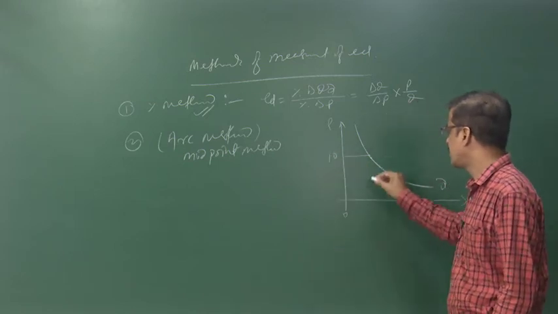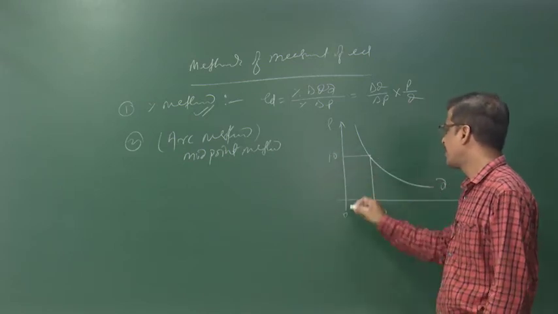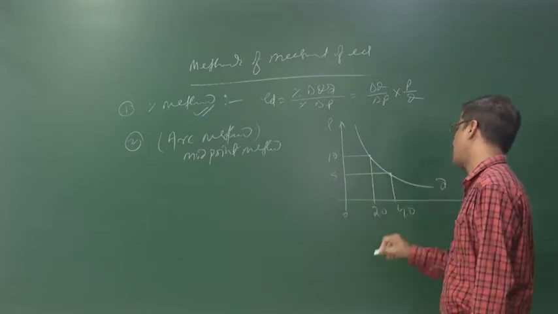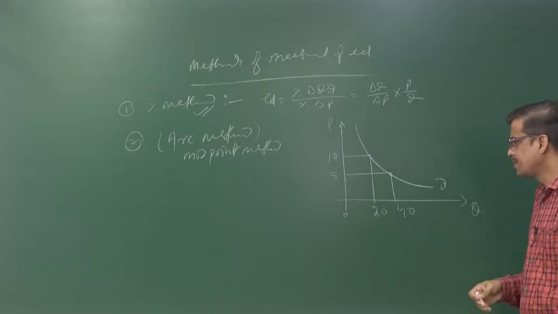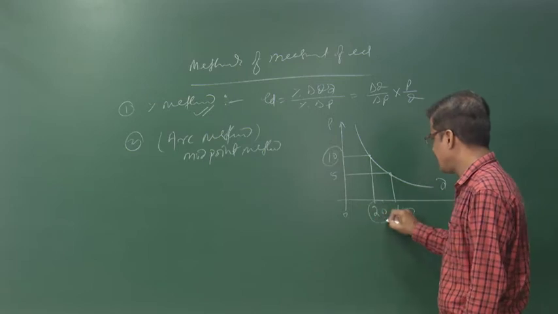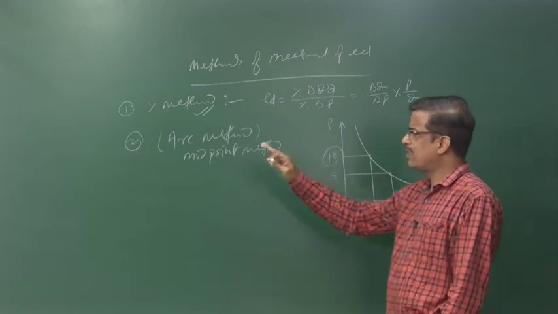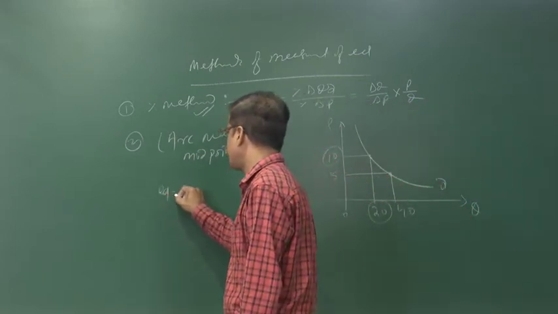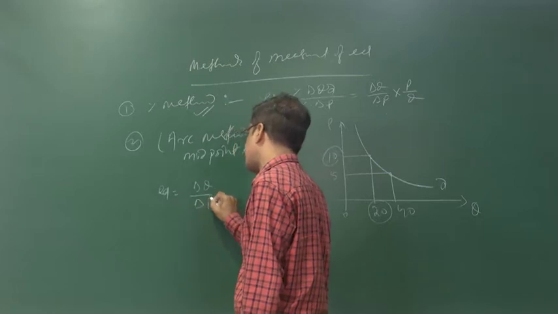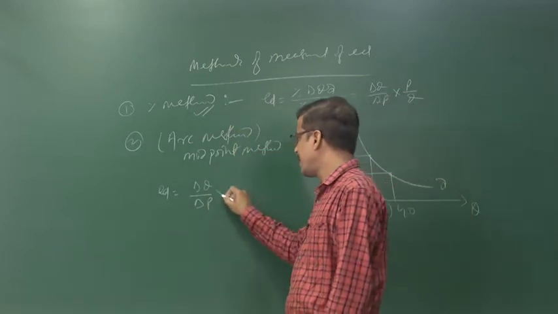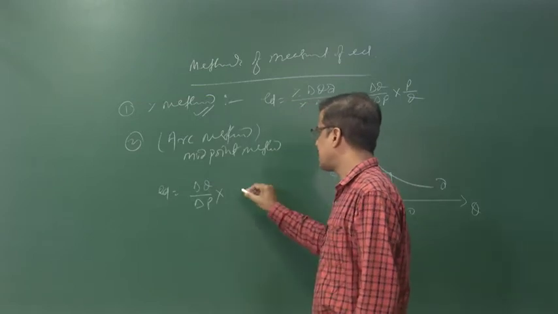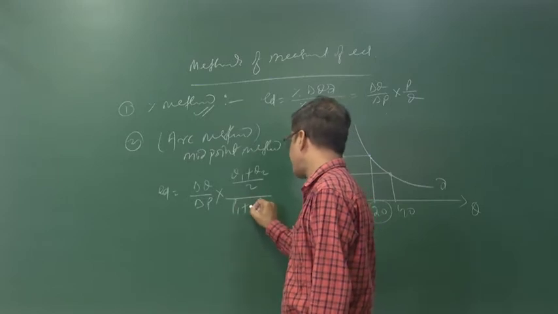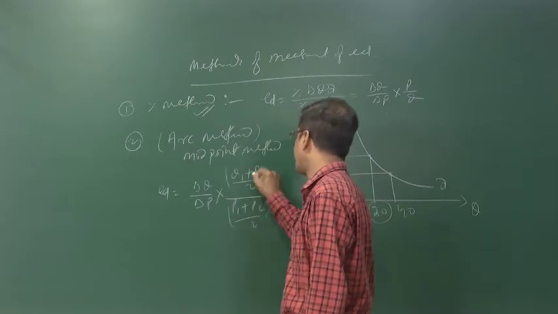Suppose the price is 10 and demand is, let us say, 20. When the price falls to, let us say, 5 rupees, quantity demanded increases to 40 units, right. So, initially the price is this, the initial quantity is this. How do you calculate the elasticity of demand with the help of this midpoint method? The formula is elasticity of demand equals delta Q upon delta P, as such there, no change, multiplied with the midpoint, that means Q1 plus Q2 divided by 2 whole divided by P1 plus P2 divided by 2, right.